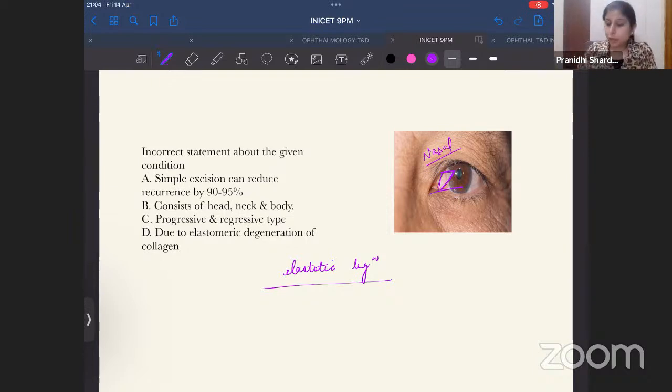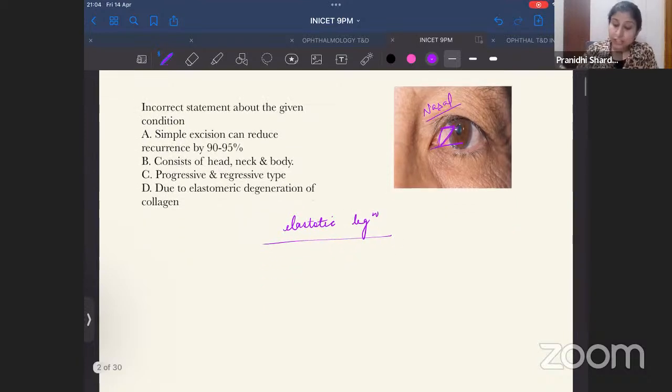It can invade up to the cornea. It can invade the corneal epithelium and go up to the Bowman's membrane. And it has three parts: cap, or we can say head, neck, and body.